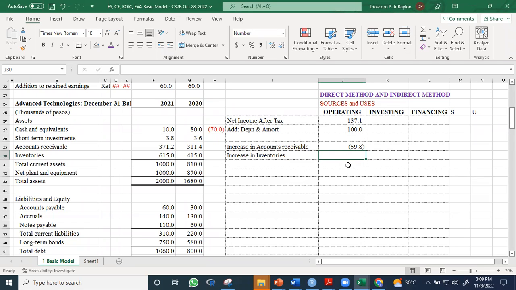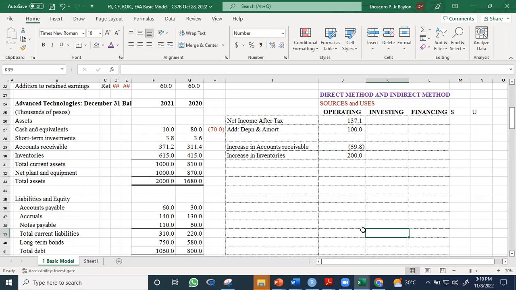So operating siya, no, si inventories. Okay. And it's a source of cash. So dapat positive, negative? Sherwin? Positive. So, ano dapat yung formula ko dito? Ano ima-minus ko? 615 minus 415. Okay, very good. That's correct. 615 minus 415.